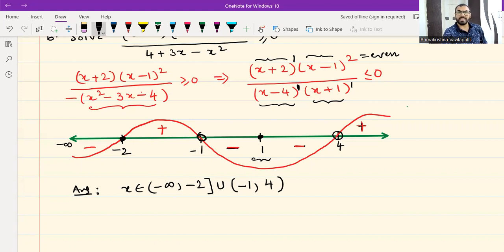Now, whether all points are included or not: here the numerator becomes 0 when x equals minus 2 and when x equals 1. Anyway, 1 is in between minus 1 and 4. So this is the correct answer.